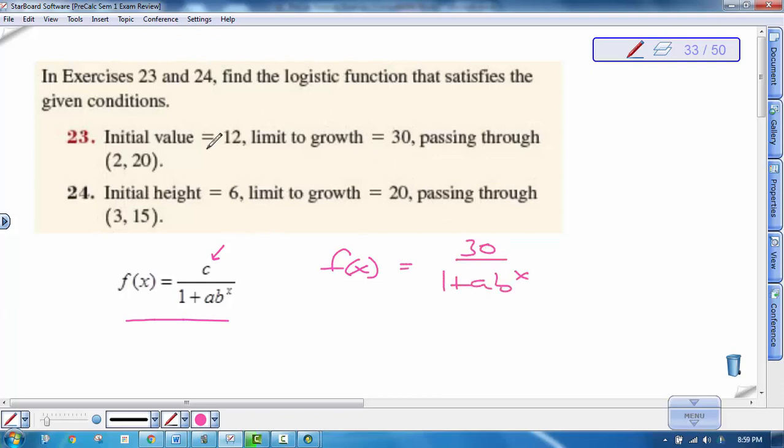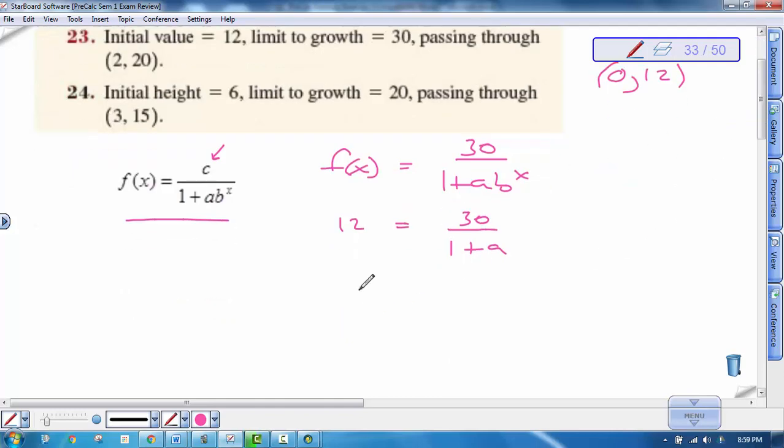Now, they also tell me the initial value is 12. What that means is when you plug in 0, you get 12. So I'm going to go ahead and do that. Plug in 12 for y, and plug in 0 for x. If I do that, I get 30 over 1 plus a, because b to the 0th is 1. Now I can solve for a. So multiply both sides by 1 plus a.